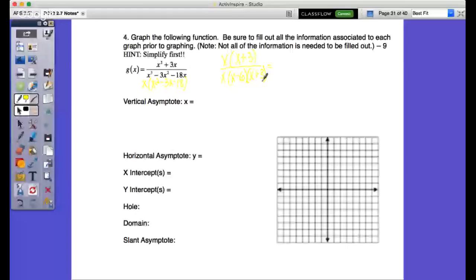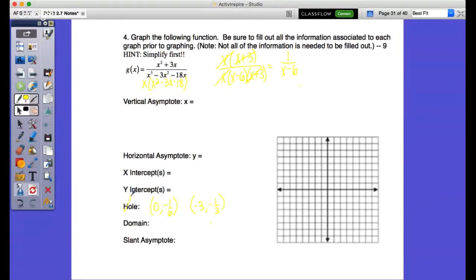Cancel top and bottom to get me 1 over x minus 6. But because two things are canceled here, I'm going to get two holes, which is a little strange. So one will be 0, and the other one's -3. What I could do is plug 0 and -3 in for x to see what I get out for y. Plug in 0 for x, I get -1/6. Plug in -3 for x, I get -1/3.